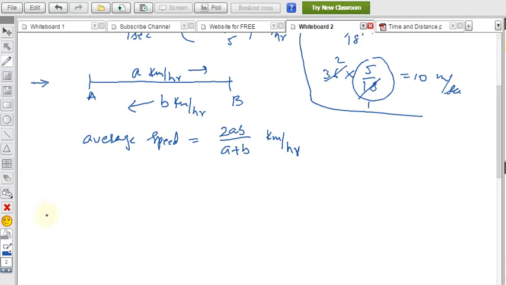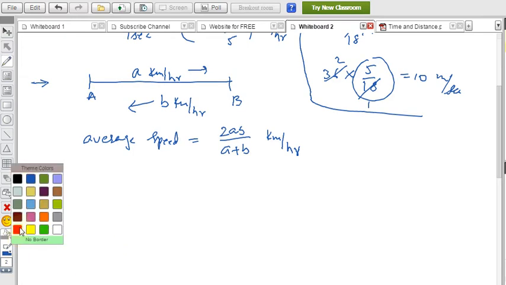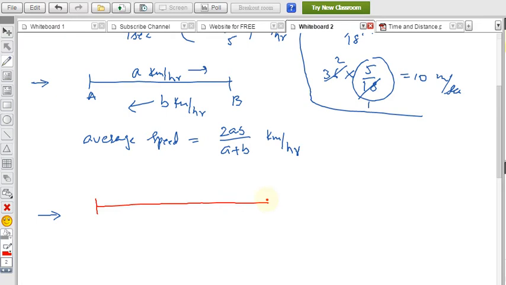Then a similar example, if you want to find out time. If a person travels from P to Q with a speed of a kilometer per hour. Similar example, but here they're asking for time. P to Q, the speed is a kilometer per hour, and he returned Q to P with a speed of b kilometer per hour. Then the time taken for the whole journey.